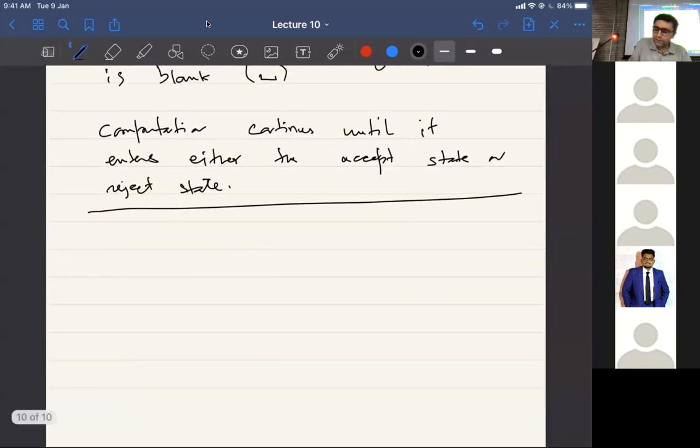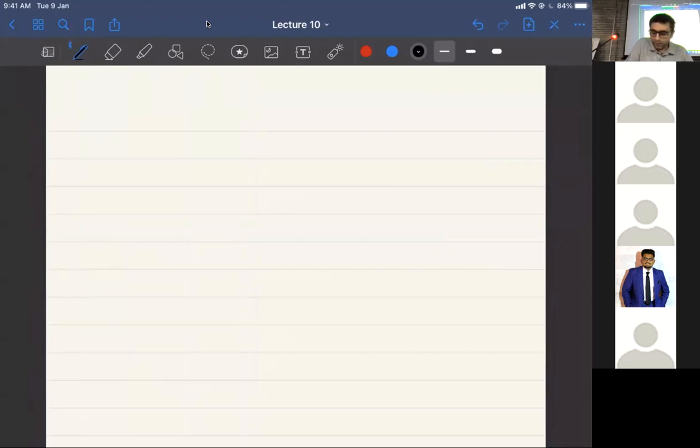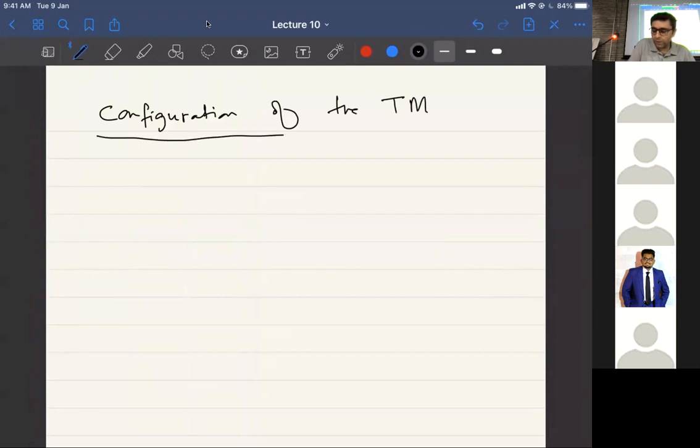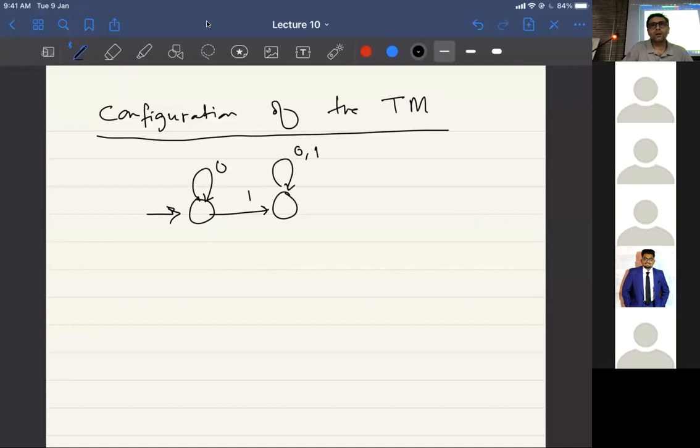Okay, there are a few more things that we need to define for a Turing machine. The most important thing is the configuration of the Turing machine. So what is meant by the configuration of a Turing machine? For example, let's consider a simple DFA. Suppose this is a DFA, and let's say this is state Q1, this is state Q2, and state Q2 is our accepting or final state.